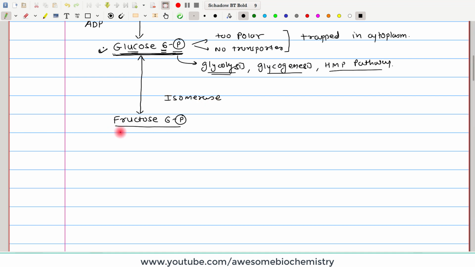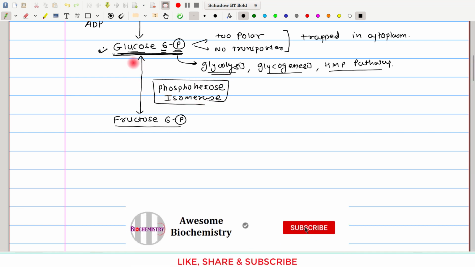Now, what kind of isomerase is it? Here we can see that it is a hexose plus phosphate, so it is a phosphohexose. This is also a phosphohexose. So, we call this enzyme phosphohexose isomerase. This is the complete name of the enzyme. Remember, it is a reversible reaction.